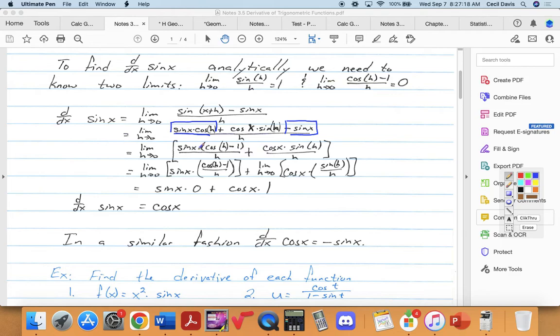So now what I'm going to do is factor the sine x all the way out of that so that it's sine of x times all of the rest of this, the cosine h minus 1 over h. And here I'm going to factor the cosine out so that I've got cosine of x times sine of h over h. As h goes to 0, this factor goes to 0. So I've got sine of x times 0, and this one goes to 1, so I've got cosine of x times 1. And we've proved now that the derivative of sine of x is equal to cosine of x.